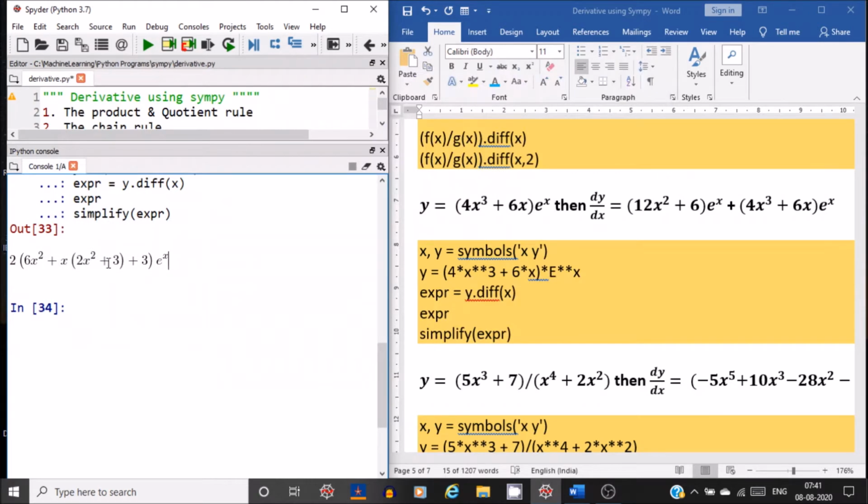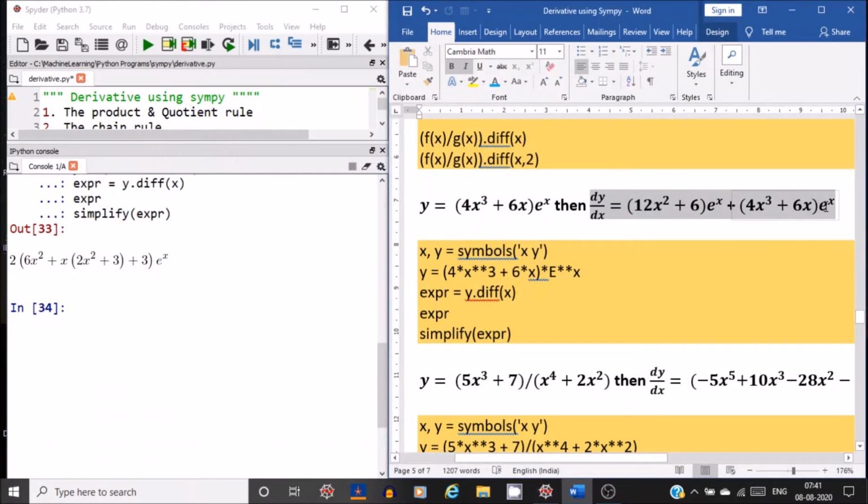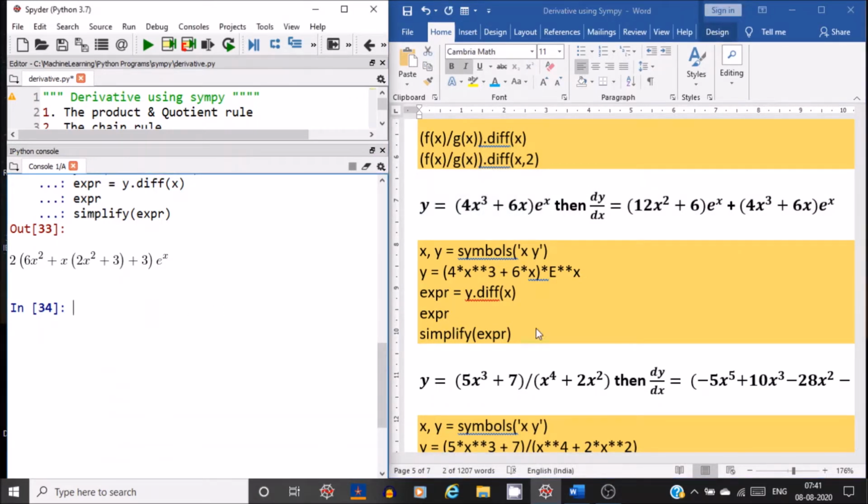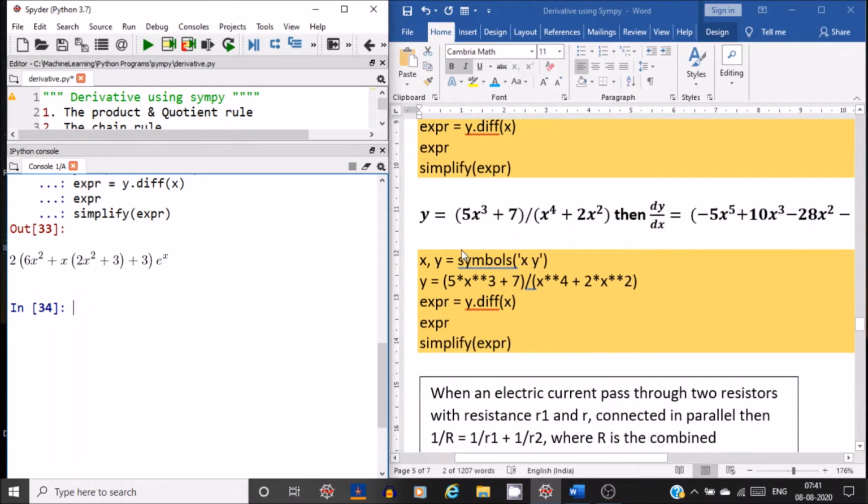So this is our result. You can check, this is our dy dx of this particular function. So using SymPy we can easily get it. Now we can see another example.